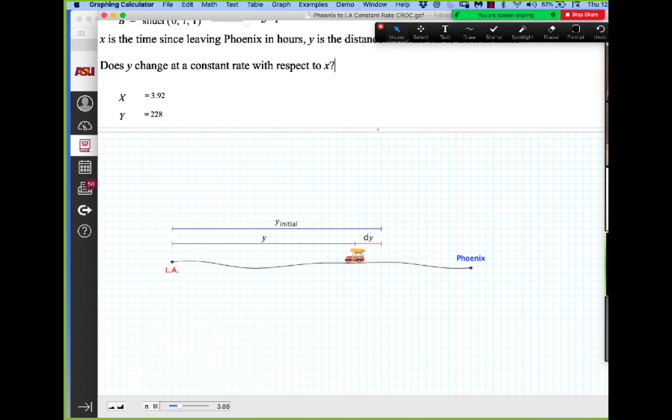And that's truly a question. Are you asking us to figure that out? No, it's just a yes or no. Looking at the numbers of x and y varying together, time since we've left Phoenix, distance from LA, by looking at those numbers varying together, does y change at a constant rate with respect to x? No. Okay, I have one vote for no. Why not? What are you using as evidence for that?